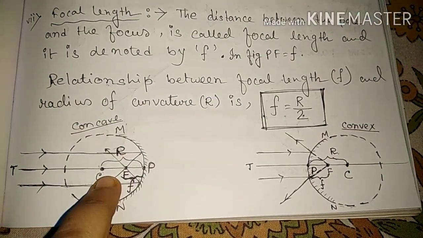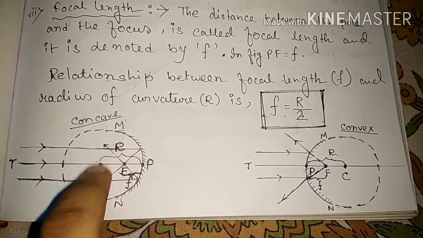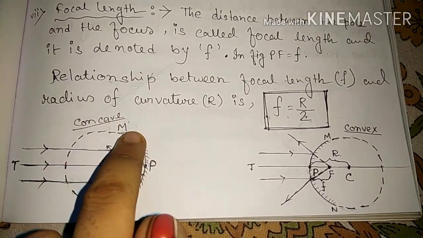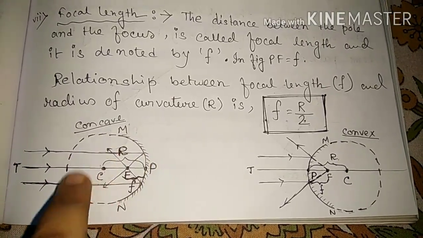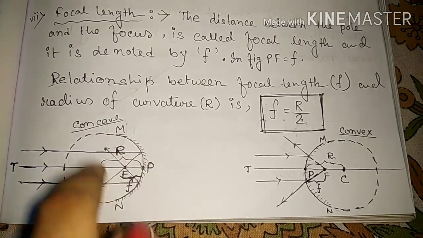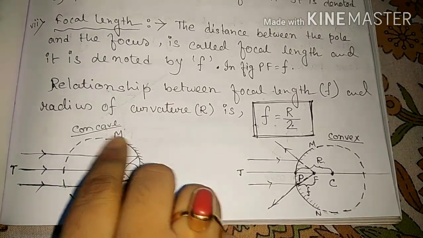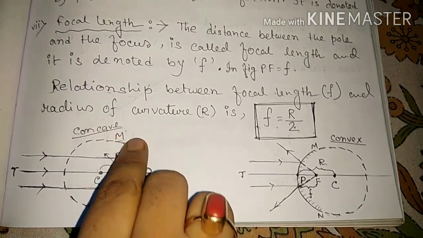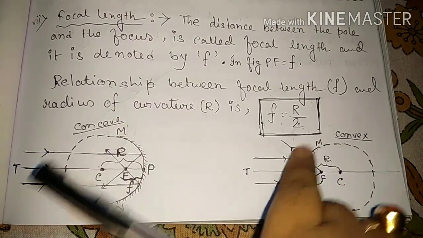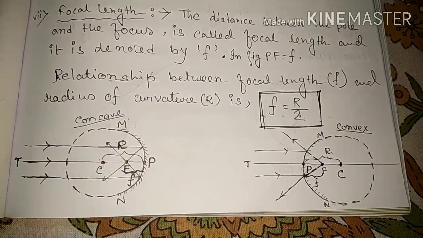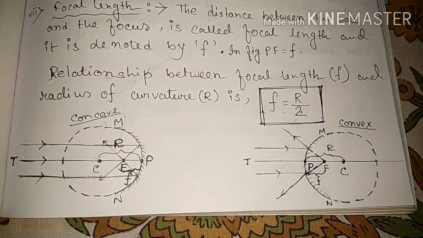Center of curvature, already discussed. The center of curvature is the center of a hollow glass sphere. That means if we join with a dotted line, it looks like a hollow glass sphere and it has a center, and that center is called the center of curvature because we use here one curvature or one aperture. That's why this center is called the center of curvature, and in this case also. Clear? And it is denoted by C.